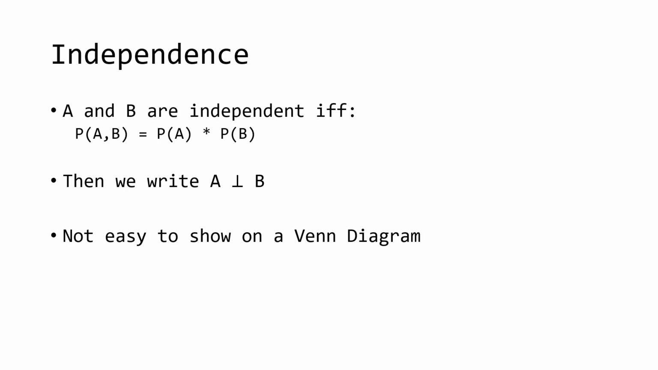Independence of two events comes from understanding joint probability. A and B are independent if and only if the probability of A and B is equal to the probability of A times the probability of B. This is written as A perpendicular to B, which means that the two events are independent. This is not easy to show on a Venn diagram and has to be constructed so that the overlapping area of two circles is equal to the product of the areas of those circles.